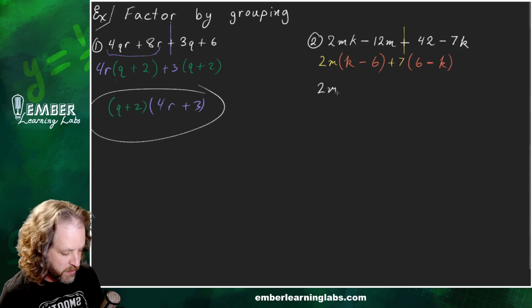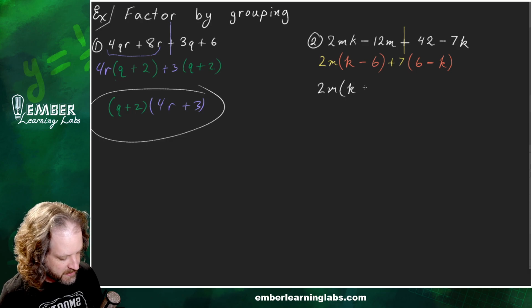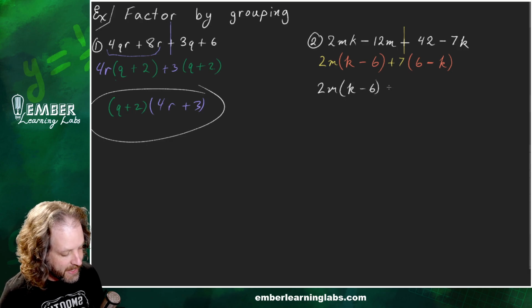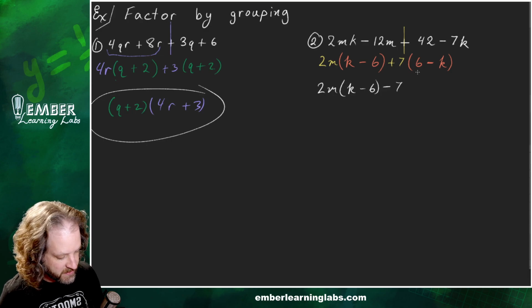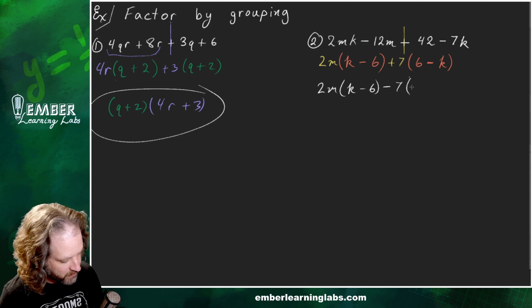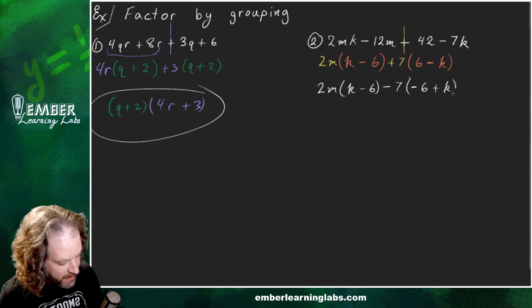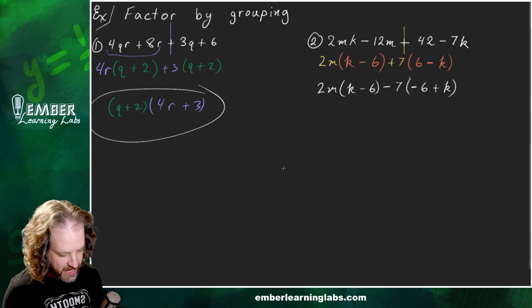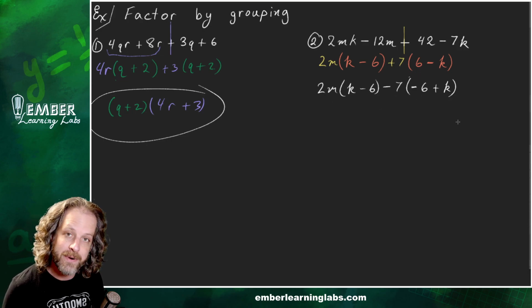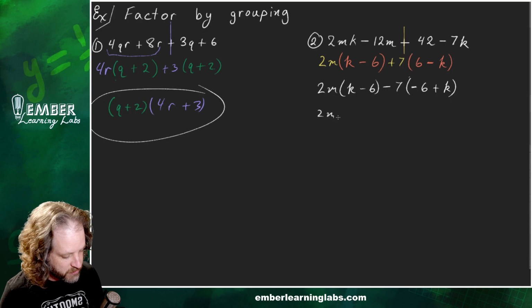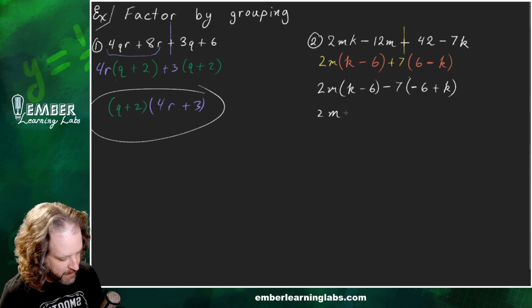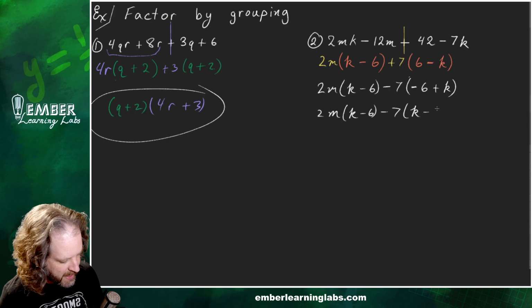So we're going to stay a 2M over here and write this as K -6. And then we're going to pull out a -7, which is going to flip the signs on both of these inside. So it's going to change this +1 to a -1, so a -6, and this -1 to a +1. So now they match. Just to make it extra clear, we're going to use the commutative property to change the order over here and turn this into 2M times (K -6) -7 times (K -6).